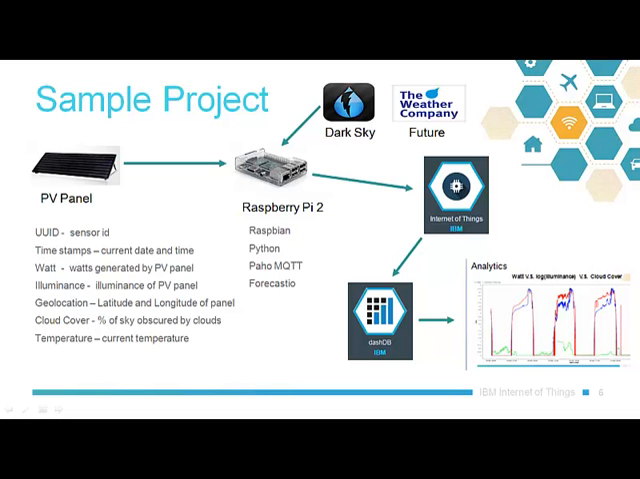Let's take a look at what we built. First, we have the solar panel. It generates information about wattage and luminance. However, it does not provide a programmable environment. We needed a way to take the data and combine it with weather data and then send all of that to the IoT Foundation. Basically, we needed a gateway. A Raspberry Pi was used for this purpose.